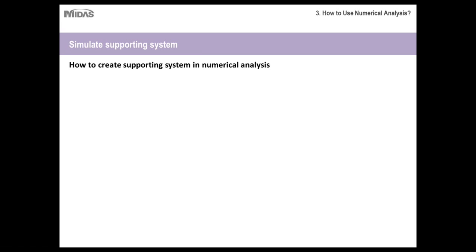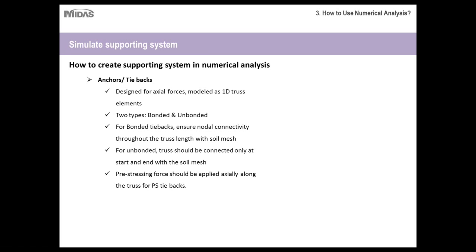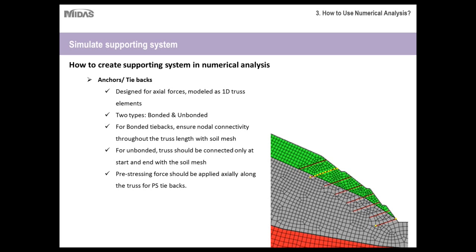Then let's talk about how to put this together and create a numerical model and how to simulate the supporting system. We were talking about how to simulate soil all this time. Now let's move on to the structural component, as in how to simulate the supporting system. So let's start with anchors and tiebacks because they're very popular. Anchors and tiebacks are designed for axial forces, so they must be modeled as 1D truss members. And there are two types of anchors and tiebacks, bonded and unbonded.